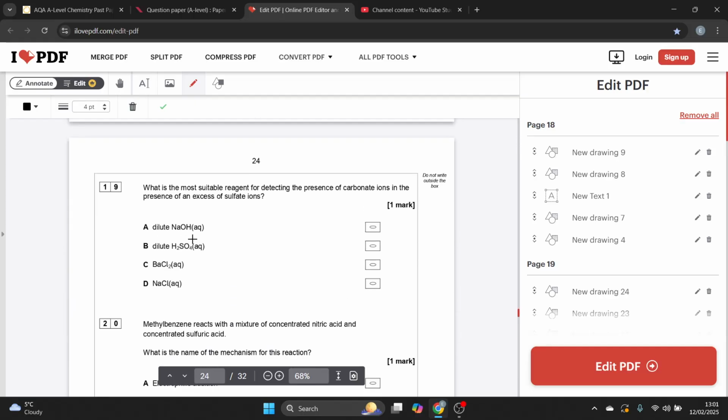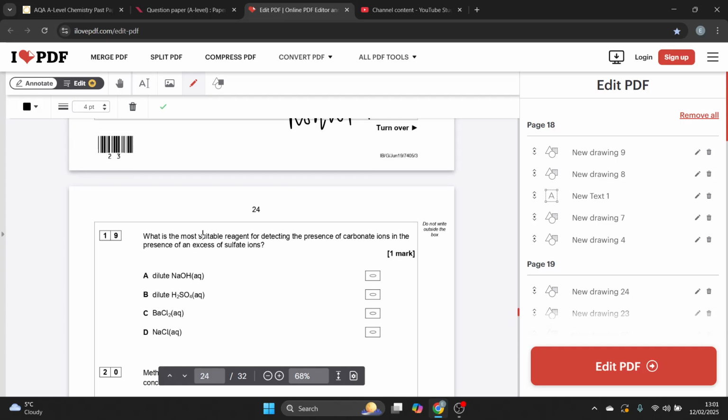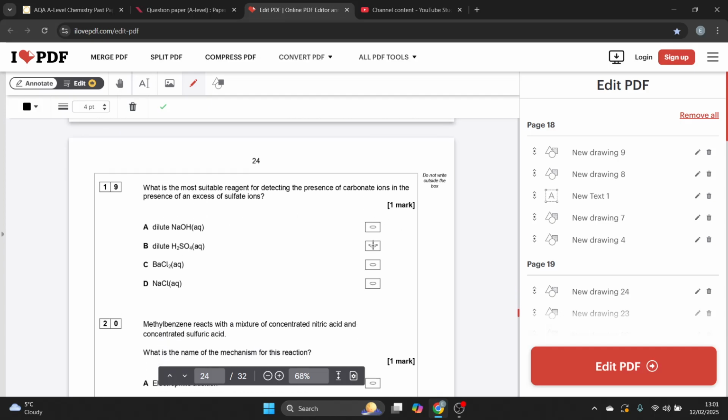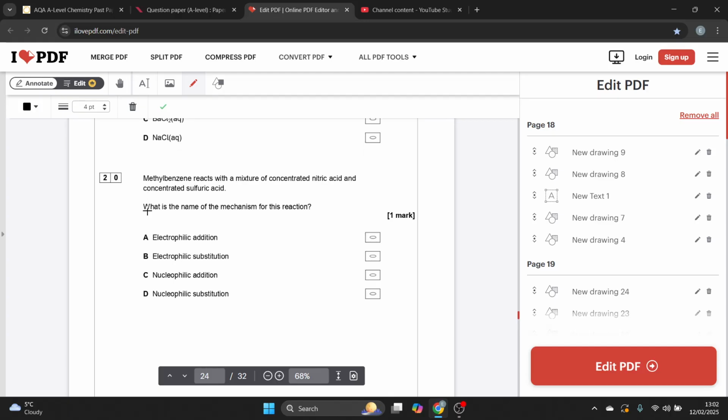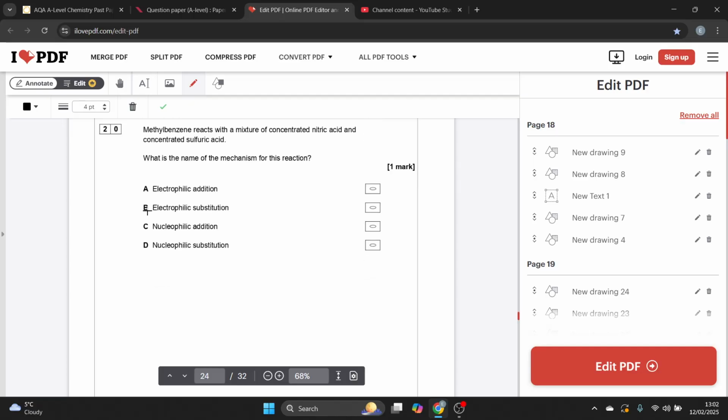Question 19. What is the most suitable reagent for detecting the presence of carbonate ions and sulfate ions? Dilute H2SO4. Question 20. Methyl benzene reacts with a mixture of concentrated nitric acid and concentrated sulfuric acid. What is the name of the mechanism for the reaction? Electrophilic substitution.